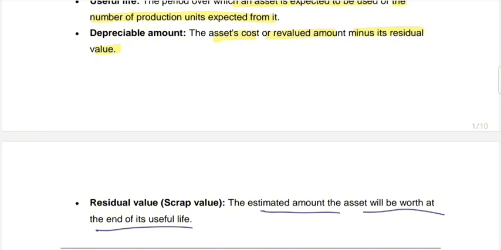Residual value is the estimated amount the asset will be worth at the end of its useful life, because it's going to have some resale value. We will have some resale value expected at the end of its useful life. That is known as the residual value, the scrap value, the value at which you can get rid of that asset at the end of its useful life.